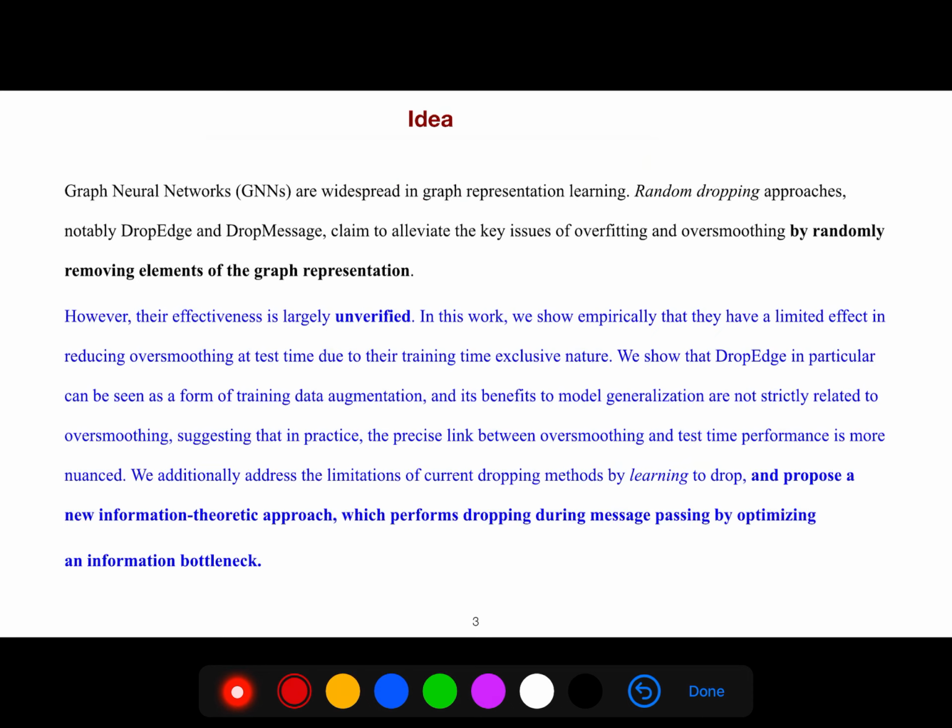So graph neural networks are widespread in graph representation learning. Random dropping approaches, notably DropEdge and DropMessage, claim to alleviate the key issues of overfitting and oversmoothing by randomly removing elements of the graph representation. Of course, there is a paper that says DropMessage is more general than any other dropping methods. However, their effectiveness is largely unverified.